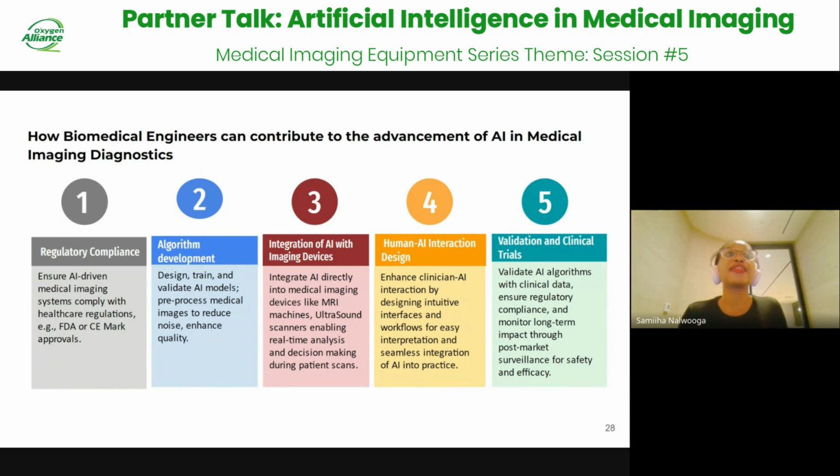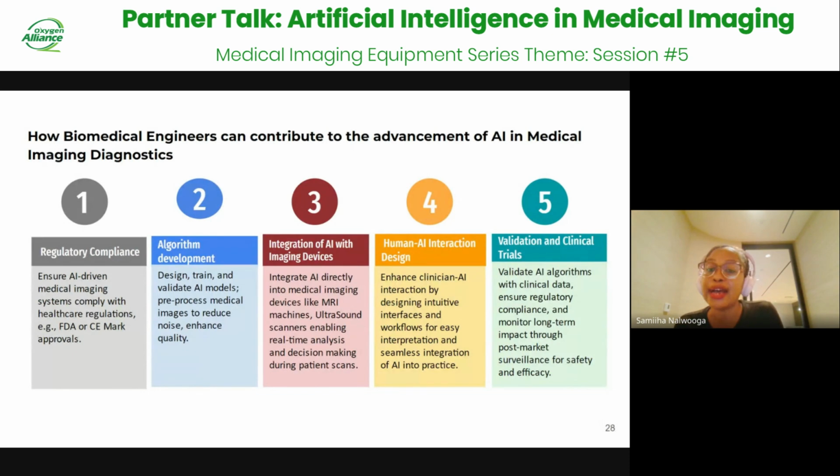So this is something that can best be fronted, or let me say, fronted and worked on using biomedical engineers. You've learned those principles in class, you practice them daily. This is something you can also bring to the table, and that will in turn help to enhance clinician-AI interaction by ensuring that we design systems that have intuitive interfaces and workflows for easy interpretation and seamless integration into medical practice.